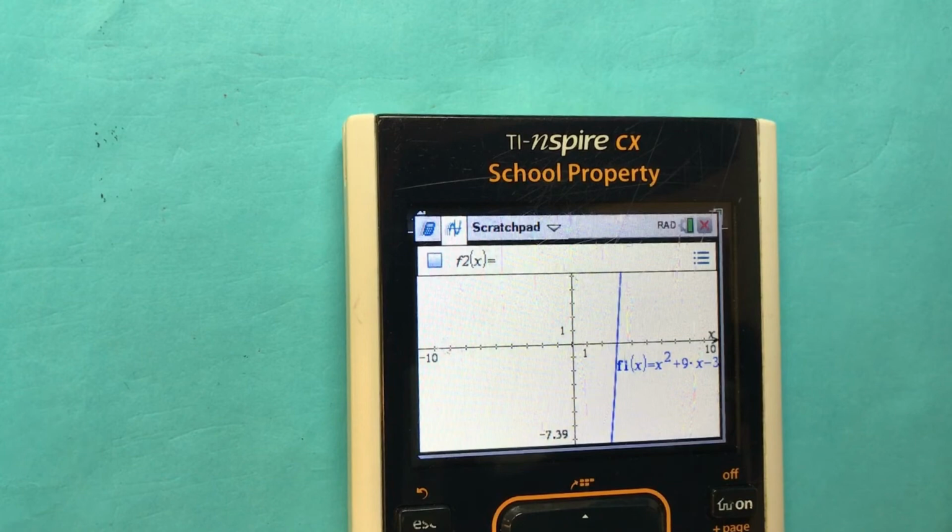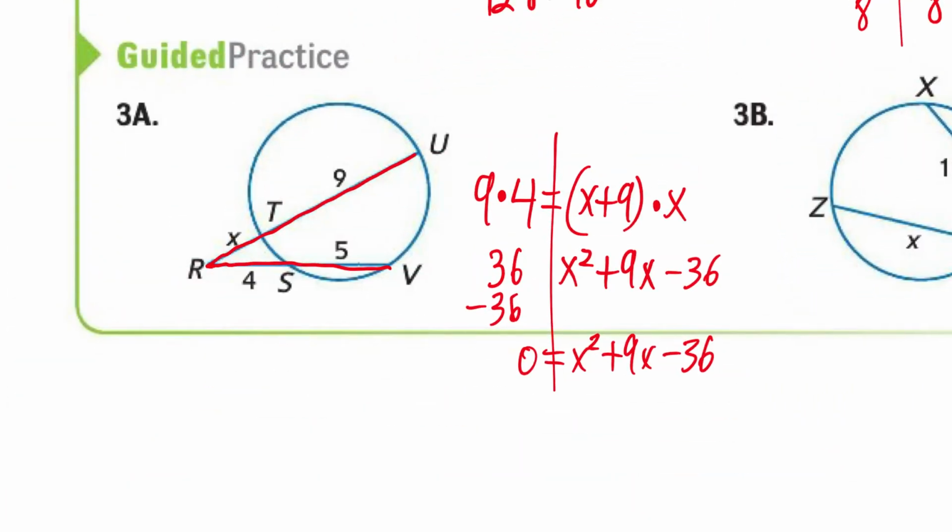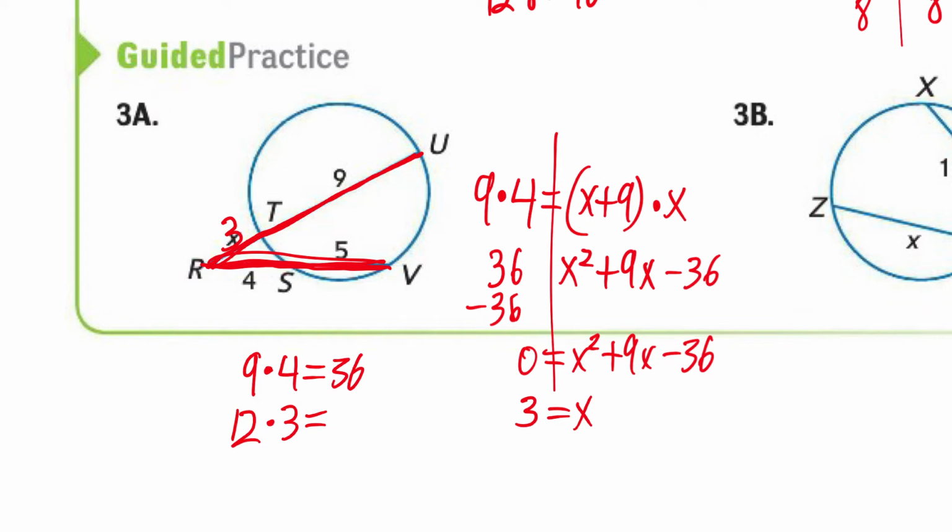All right. So x equals 3. Now let's plug that back in and make sure that makes sense. Okay? So again, this whole thing is how long? 9. 9 times the outside piece, 4, which 9 times 4 is 36. We already did that. If I plug in 3 here, how long is this whole thing? 12. It's 12 times the outside piece, 3. 12 times 3 is 36. So that looks good.